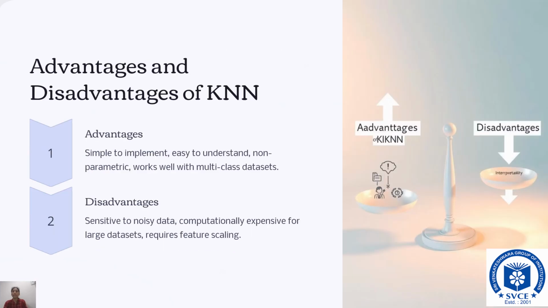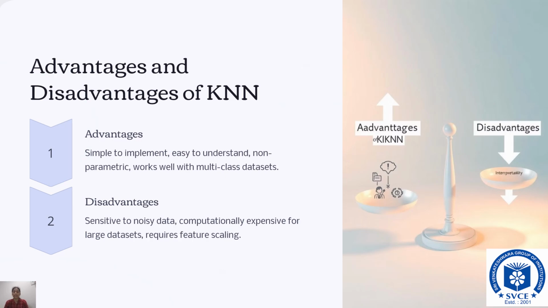Now, let us see some of the advantages and disadvantages of the KNN algorithm. The advantage is, as we know, it is simple to implement because we have to measure the distances between the new data point and the old data points, find the nearest labels, and classify. This is a simple method compared to other algorithms, and we can easily understand it. It has no parameters, that is, it is non-parametric, and it can work well with multi-class data sets. If we have many classes in our data sets, it also works with them.